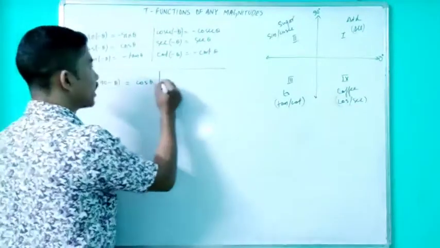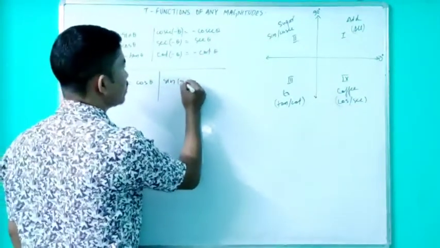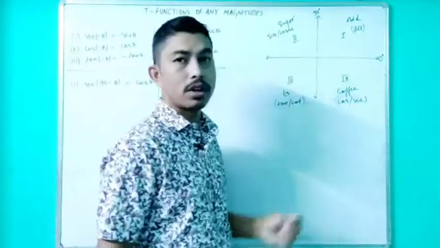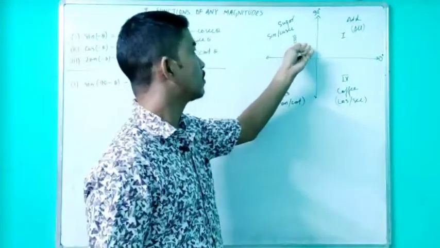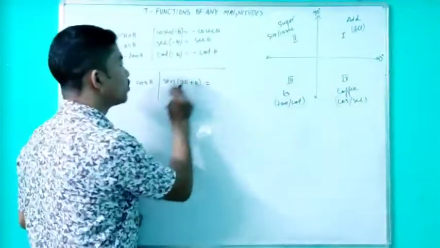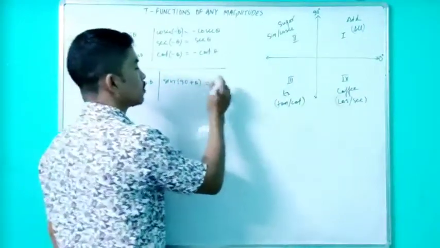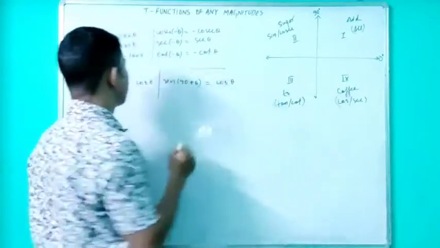Similarly, if I write sine of 90 plus theta, it goes into the first quadrant. Not first, sorry, the second quadrant. So in the second quadrant, you have to see the sign of this one. The sine remains positive, so sine will change into cos of theta.